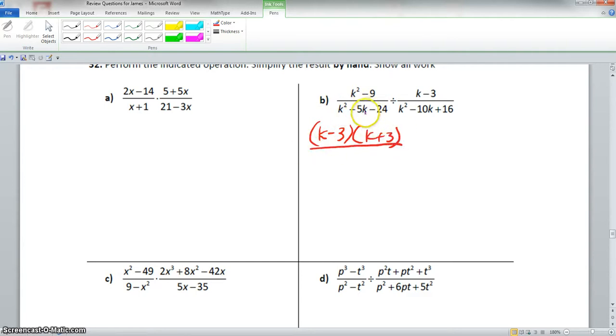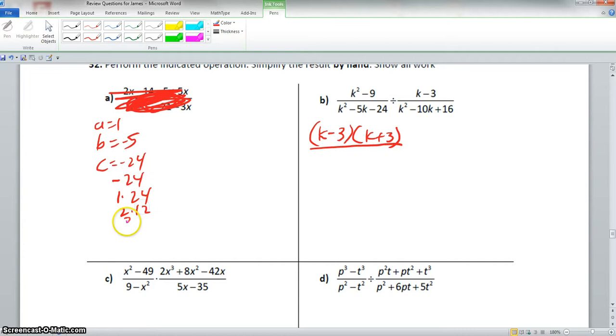Now our denominator, we had k squared minus 5k minus 24. I'm going to use this side that has a on it to factor this out. Now, we know that a is 1, b is negative 5, and c is negative 24. When we multiply a and c, that gives us negative 24. And we could write down the factors of 24, which is 1 and 24, 2 and 12, 3 and 8, and 4 and 6.